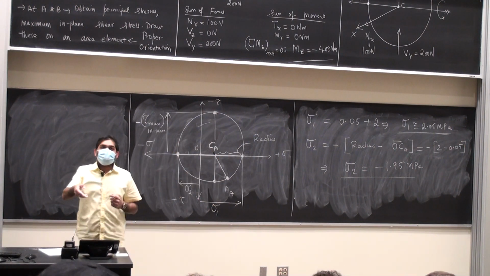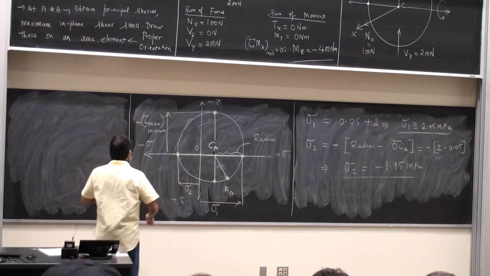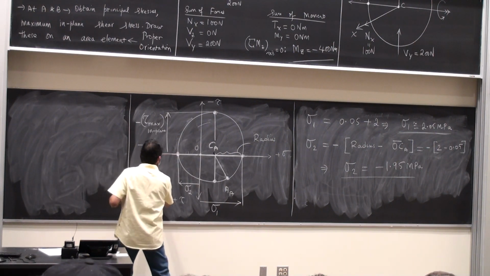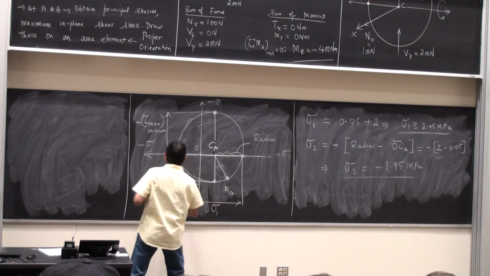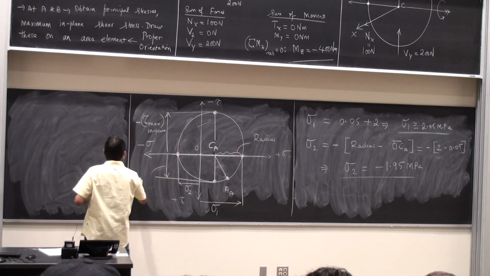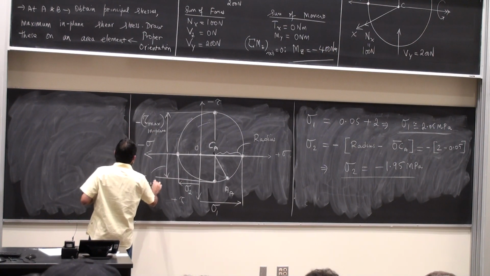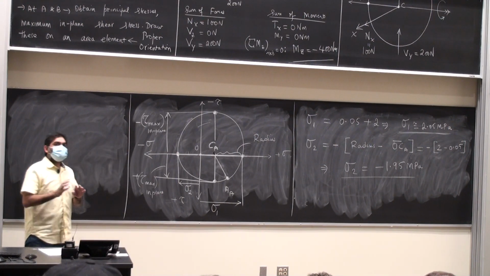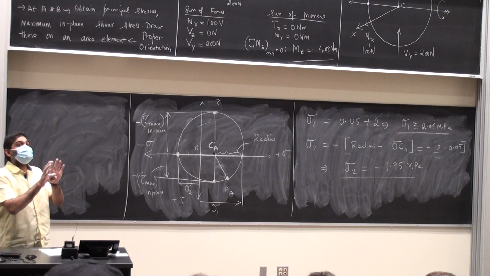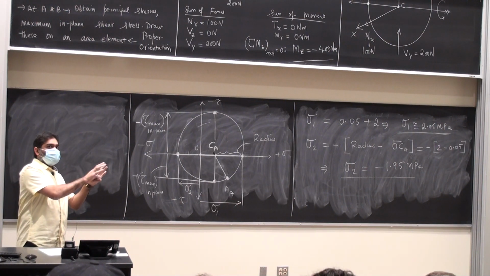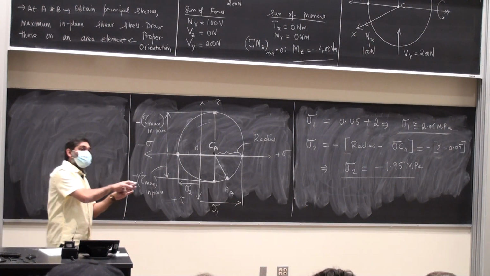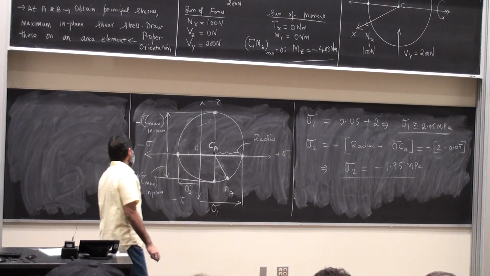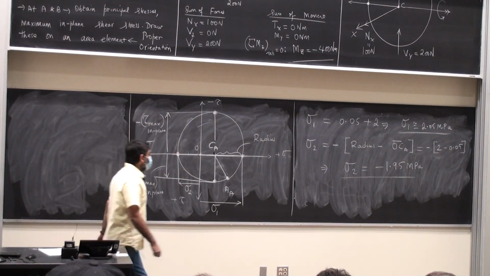The bottom one is going to be the positive tau axis, so this distance here is plus tau max in plane, which means that this is the maximum shear stress value on the xy plane. It is possible there are other values on the yz and the xz plane. I want to talk very briefly about that. So tau max in plane is the radius.